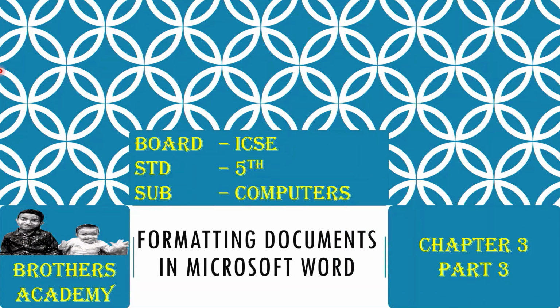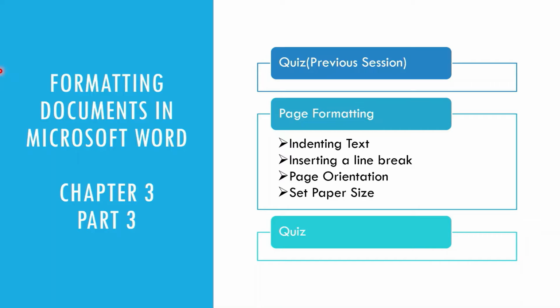Today we are going to learn chapter 3 Formatting Documents in Microsoft Word, chapter 3 part 3. In today's video we will discuss the questions raised in the previous session followed by some of the page formatting options like indenting text, inserting a line break, page orientation and set paper size. Finally, we will end the session with a short quiz.